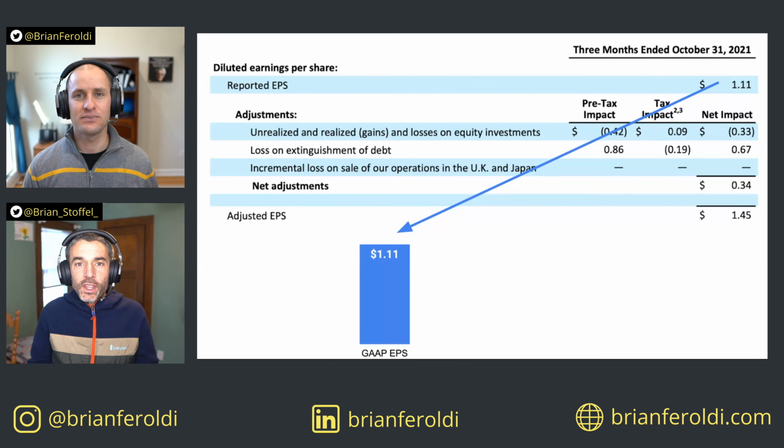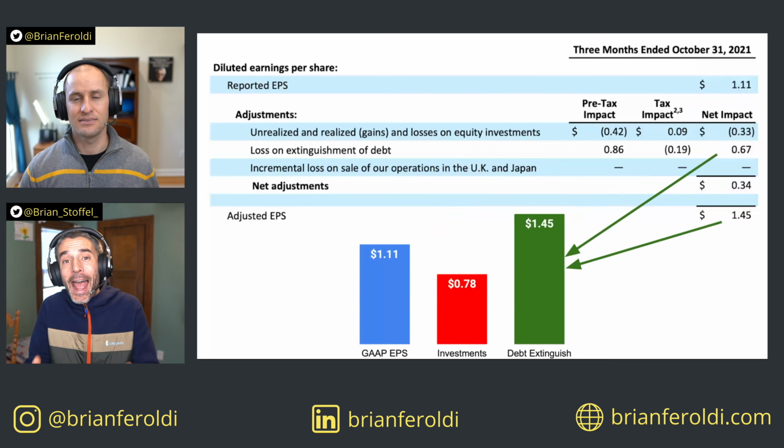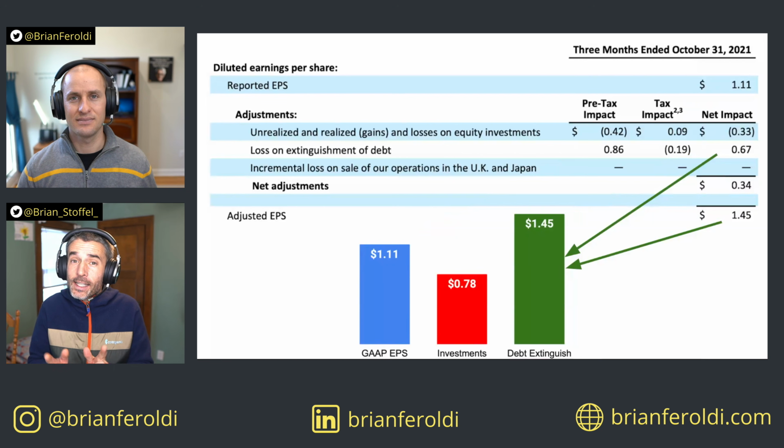So let's review what this means. The company reported GAAP earnings per share of $1.11. However, it subtracted out unrealized gains that it recognized from some of its investments, bringing it down to 78 cents per share. Finally, the company needed to add back in money that it lost on a GAAP basis for getting rid of that debt early. When you factor all of that in, earnings per share on a non-GAAP basis were $1.45. That's a 30% difference from where it was on a GAAP basis.